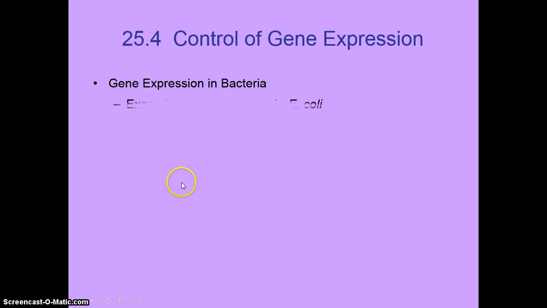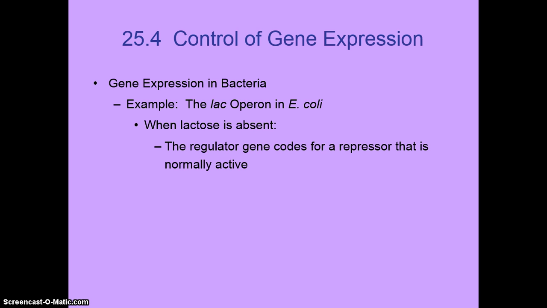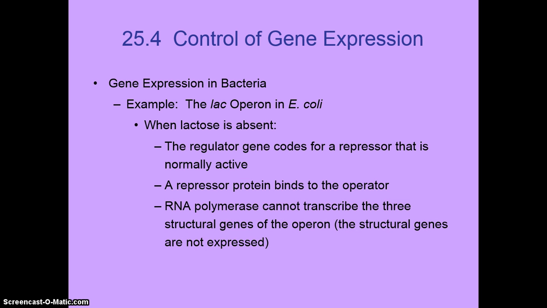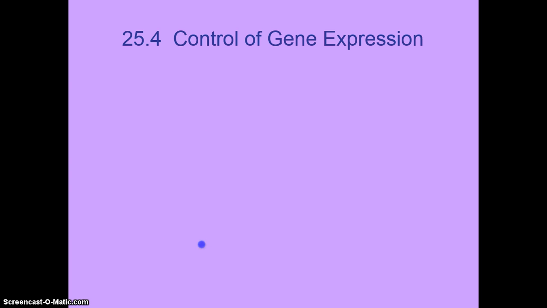So gene expression in the bacteria E. coli. Let's look at the lac operon. So what happens when lactose is absent? Now, lactose is milk sugar. So if you take in milk, you have a sugar that needs to be broken down. So when lactose is absent, what happens in the E. coli? The regulator gene codes for a repressor that's normally active. It doesn't need to metabolize lactose if lactose isn't present, so it's not going to allow that to happen, and it does that by a repressor protein binding to the operator. RNA polymerase cannot transcribe the three genes of the operon. The structural genes are not expressed because lactose is absent.